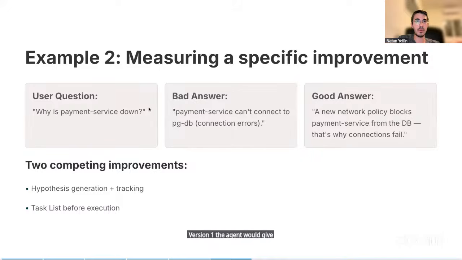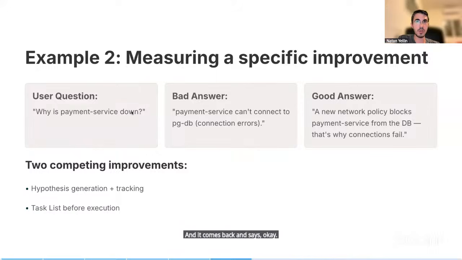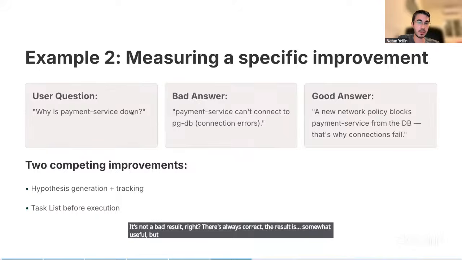It looks at the payment service, reads the logs. It sees that the payment service can't connect to this Postgres database. There are connection errors. And it comes back and says, okay, it can't connect to the Postgres database. There are connection errors. It's not a bad result, right? It's always correct. The result is somewhat useful, but what are we paying for all those tokens for? Can't you do a little bit more than that?